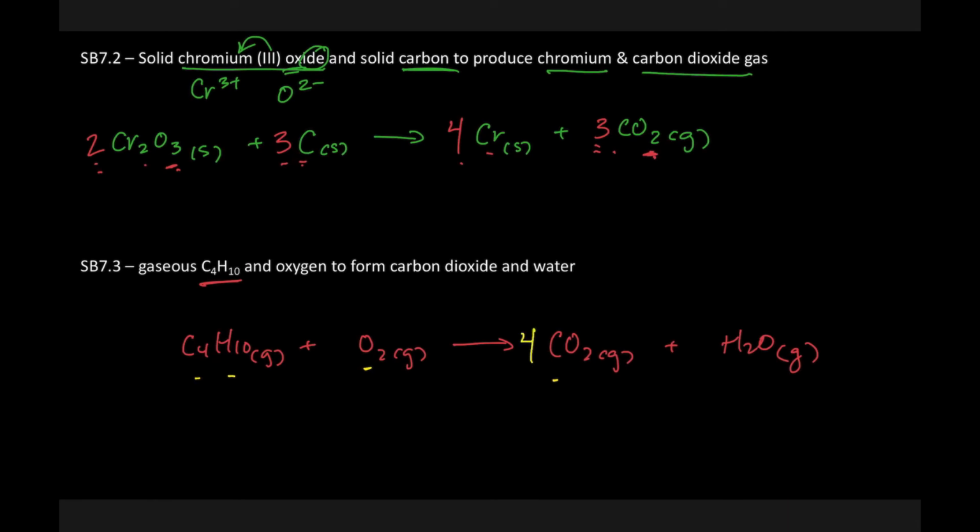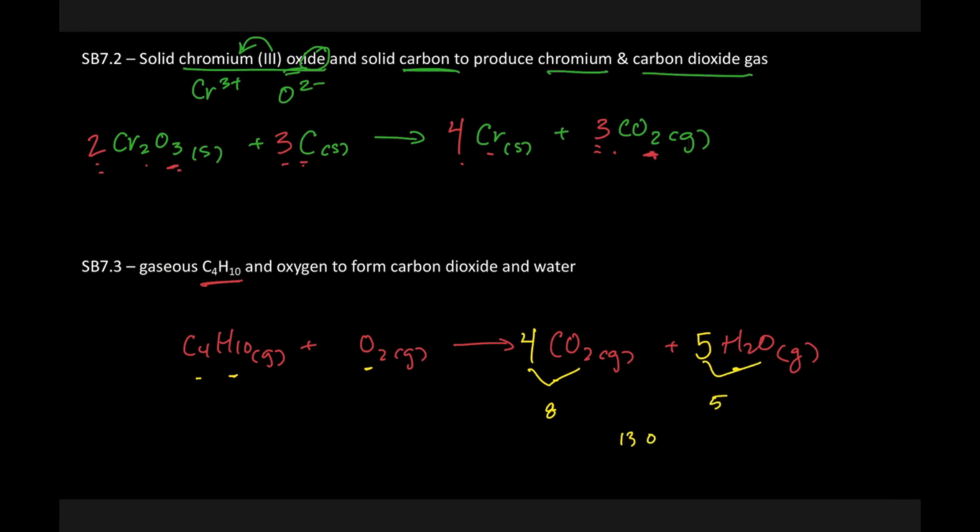We have 10 hydrogens here and 2 hydrogens here, so that means we'll have to put a 5 here, right? And then when we do that, let's check our oxygens now. So we have 4 times 2, which is 8. We have 5 times 1, which is 5, which gives us a total of 13 oxygens.